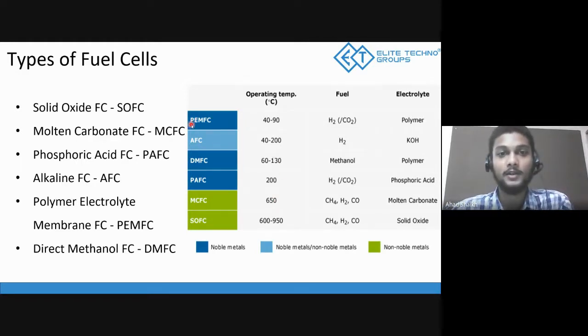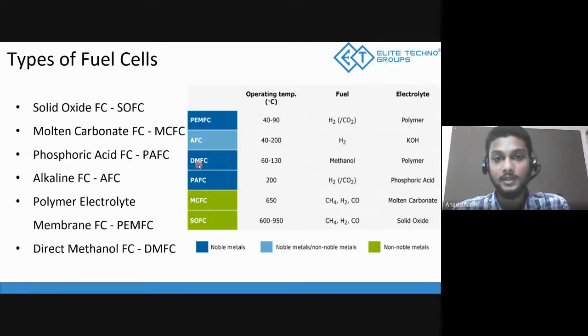So this is a polymer electrolyte membrane fuel cell, and you can see its operating temperature. Each fuel cell has a different operating temperature. For solid oxide fuel cells, we have to maintain the temperature between 600 to 950 degrees Celsius, which is completely impossible to maintain in a vehicle. So we'll surely avoid the fuel cells which require high temperature to operate. All these three will be eliminated from here, and we can think of these top three.